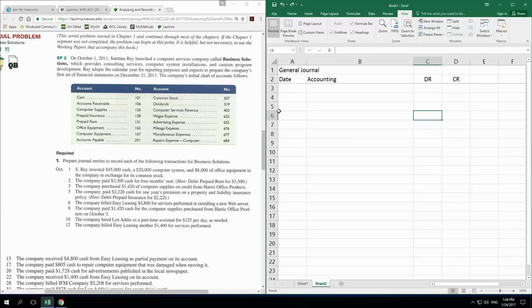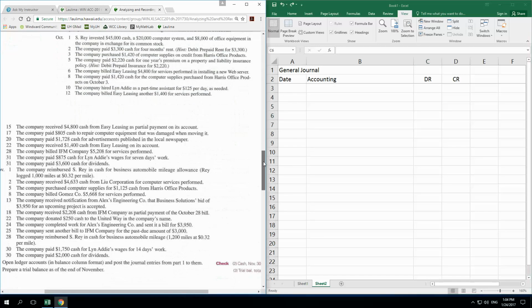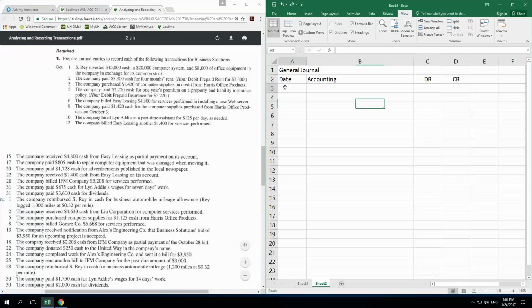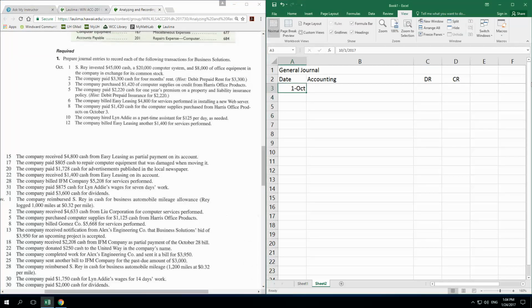So just imagine, I'm going to take this first transaction over here. And you should be able to get it in your Laulima if you want to look at it on your computer. It says October 1st. So we'll date it 10/1. It says Ray invested $45,000 cash and a $20,000 computer system and $8,000 of office equipment in the company in exchange for common stock. So what I'm going to do is I'm going to debit cash.